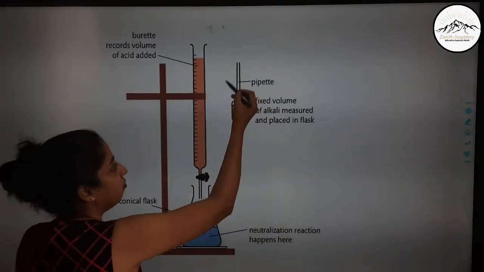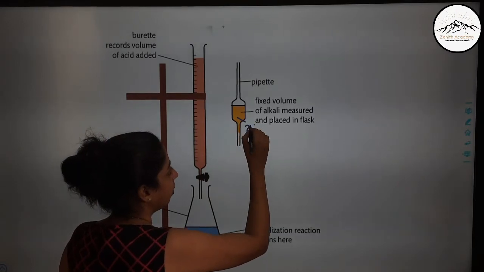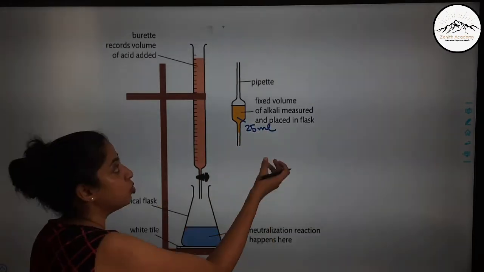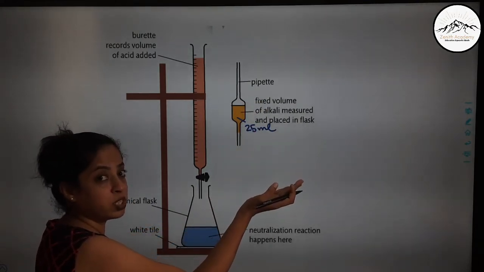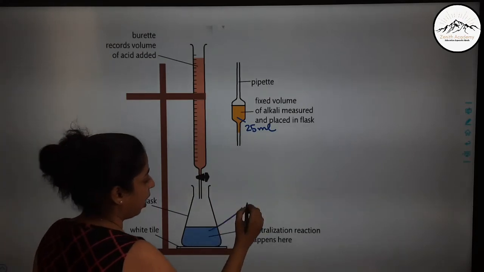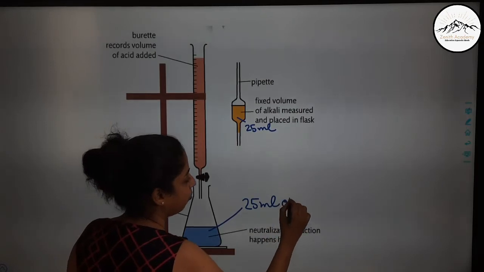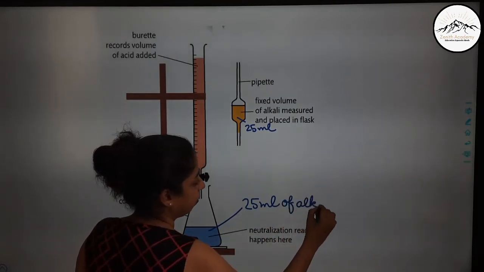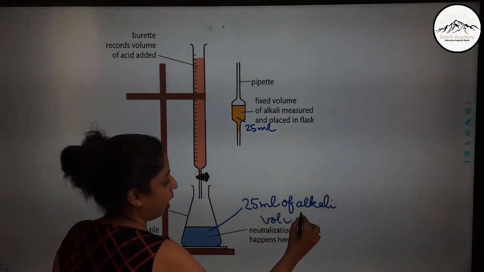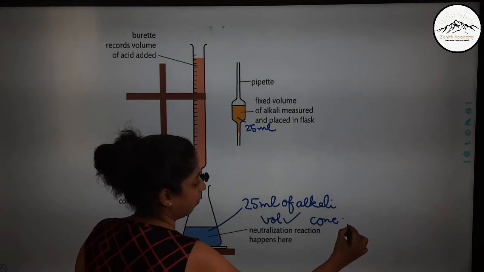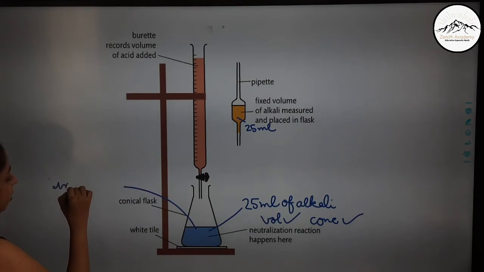Now from that we pipette out a fixed volume. Suppose this is a pipette of 25 ml. So we have taken a fixed volume from the solution. Now suppose that solution was an alkali solution. So here I now have 25 ml or 25 centimeter cube of alkali. For this alkali we know the volume and we know the concentration. Now into this we will add an indicator.